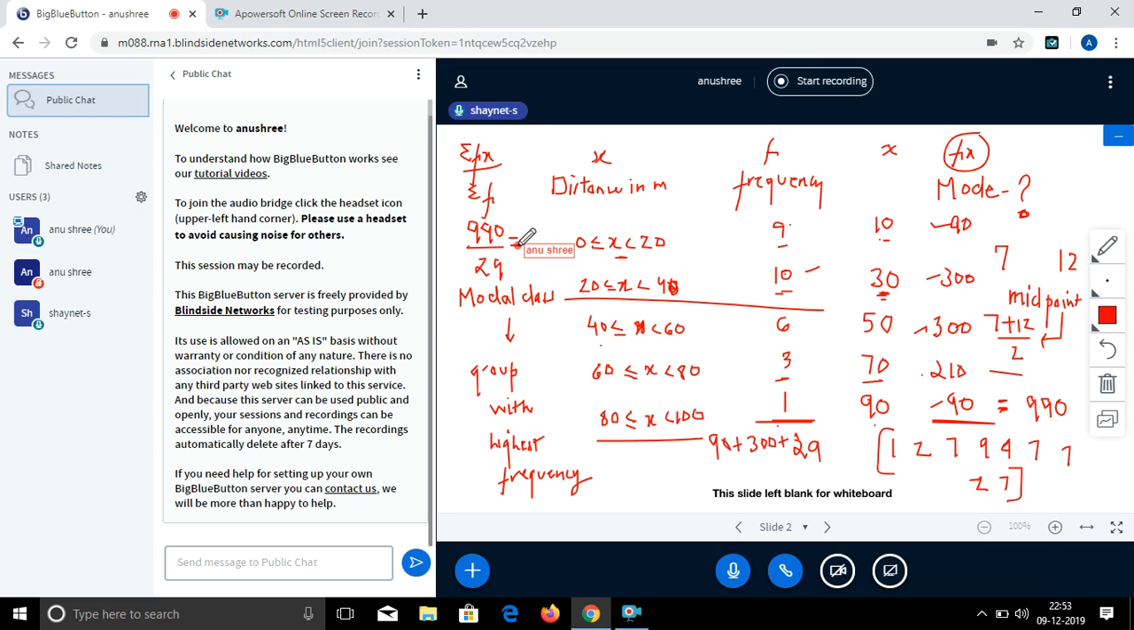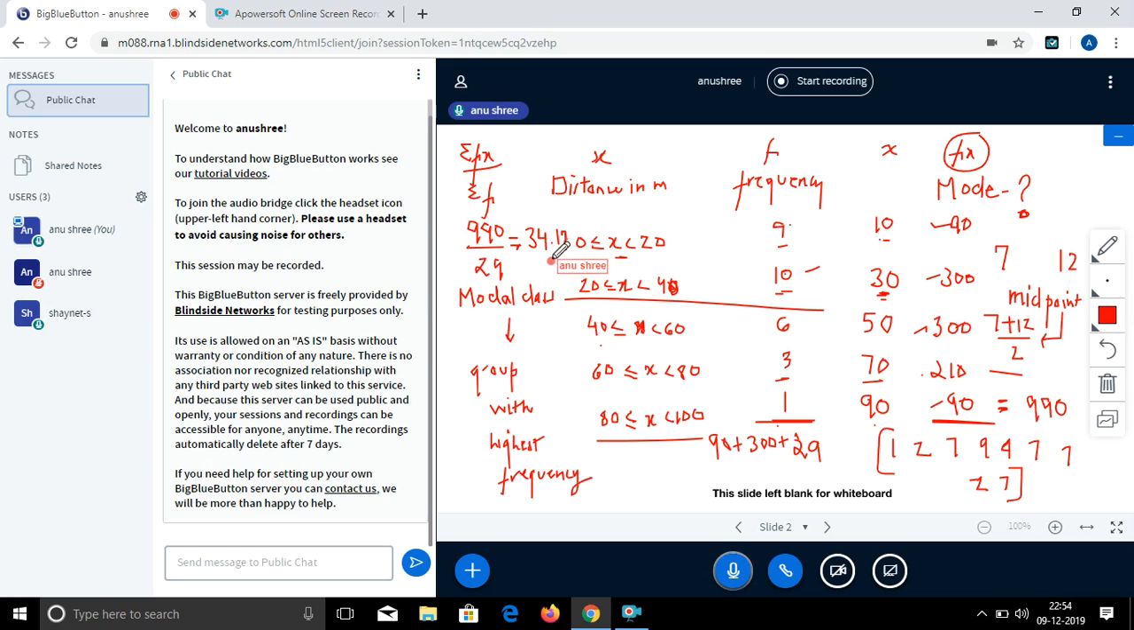Is it 1019? 990 divided by 29. Oh, no. Is it 34.13? So it's 34.13.